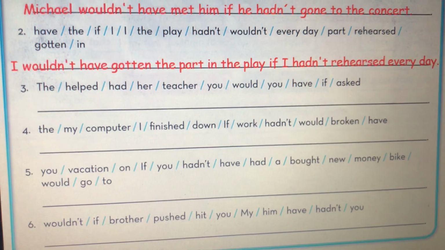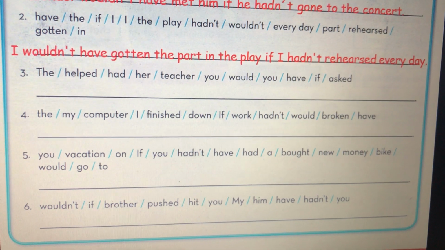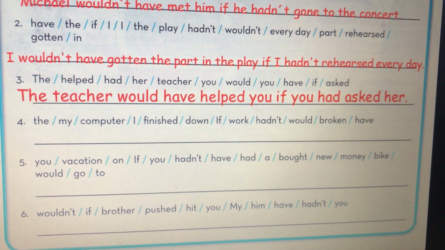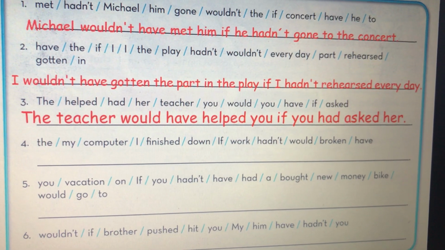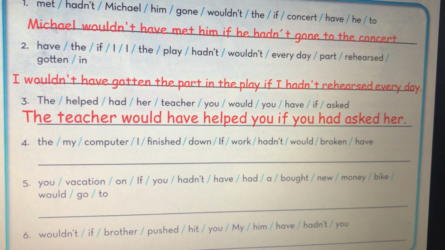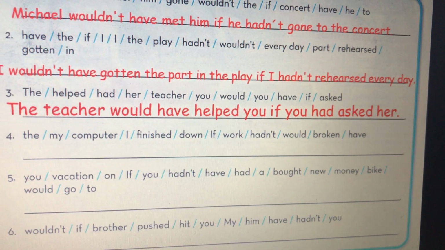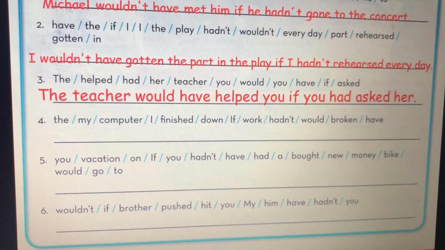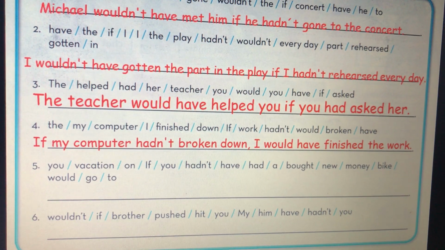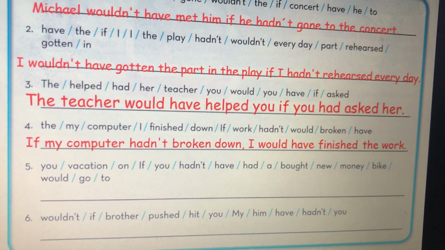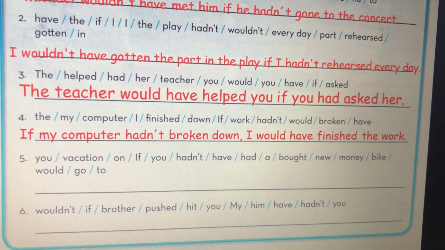Okay, let's do the other ones, but not all of them. The last two ones will be homework. The teacher would have helped you if you had asked her. What about for the my computer I finished down if work hadn't would broken have? It should be like this. If my computer hadn't broken down, I would have finished the work. Now 5 and 6 is a homework. You have to do them as a homework.